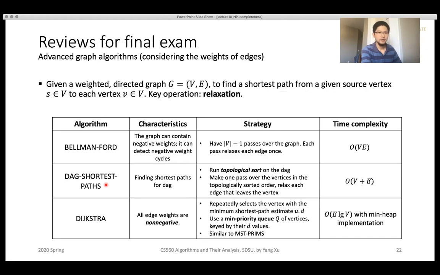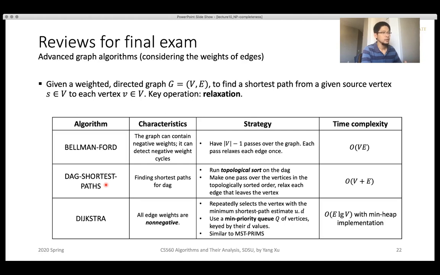And lastly, we have algorithms for finding the shortest path with a single source. Basically, Bellman-Ford, the DAG shortest path, and Dijkstra's algorithms are covered. Especially Dijkstra has the best time efficiency, but it has different constraints on the input graph type. So hopefully these few slides will help you get prepared for the final exam.